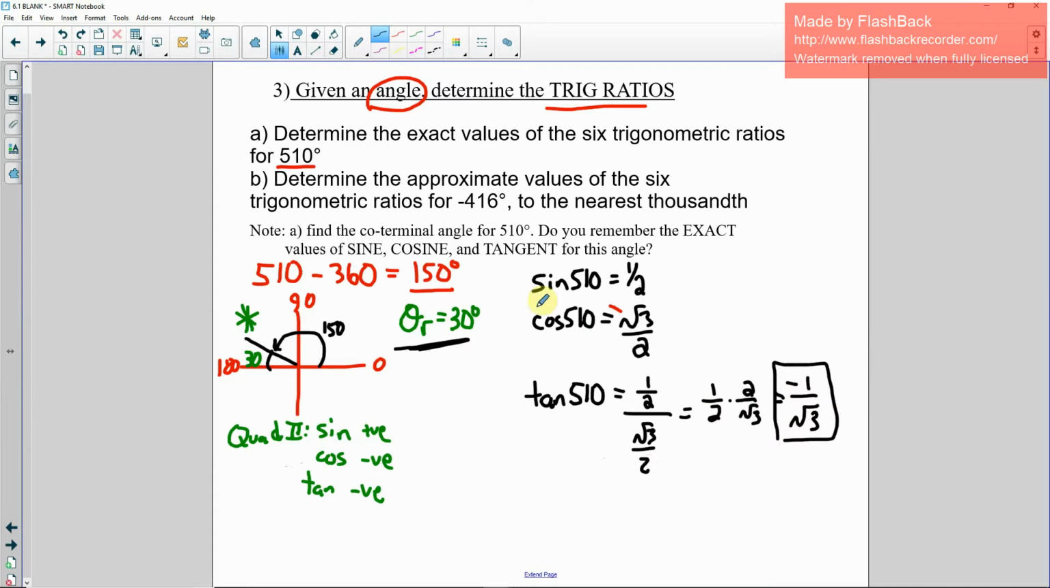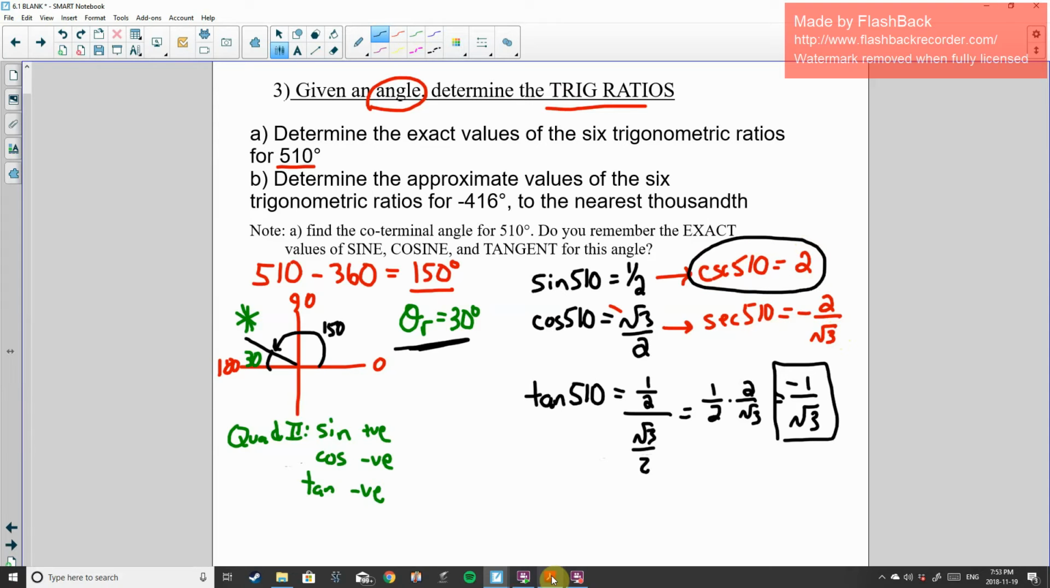We need to do all 6 trig ratios, so for the other ones, we'll do the inverses. So sine 510 is 1/2. The inverse of sine is cosecant. So cosecant 510 is also positive, and the reciprocal is 2. The reciprocal of cos is secant 510. Do the reciprocal, so still negative, but now it's 2 over square root 3. And I apologize, when I was talking about the earlier one, I might have said secant, I meant cosecant. My bad.